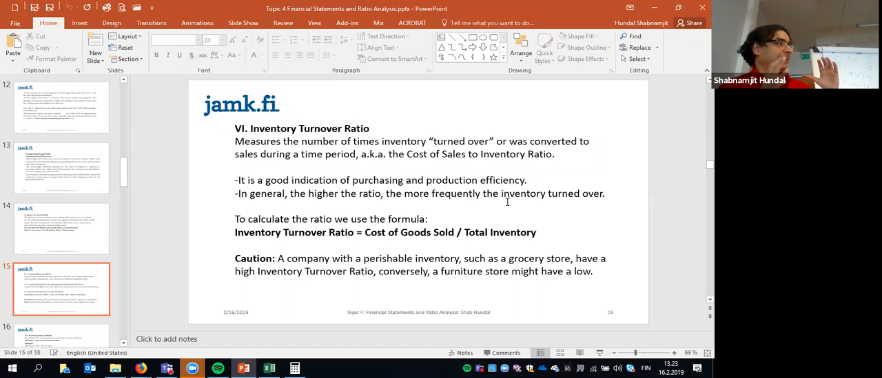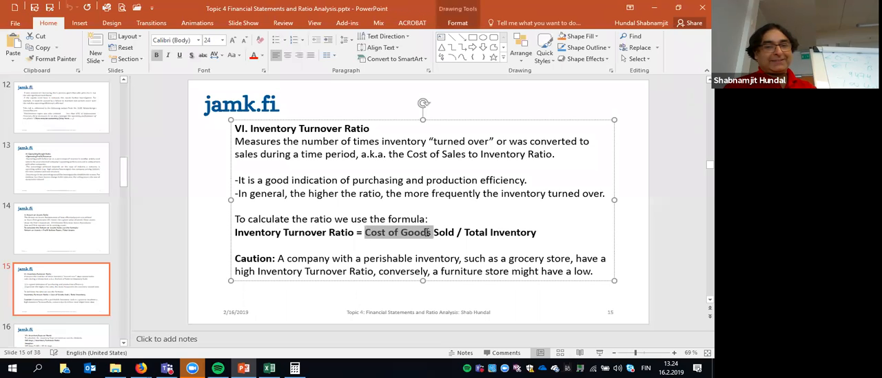I repeat: raw material, also called supplies, plus the semi-finished or semi-processed goods, plus the finished products not yet sold. Okay, and the cost of goods sold, I need not tell you where it is now. The cost of goods sold. Can you tell me where you can find the cost of goods sold?